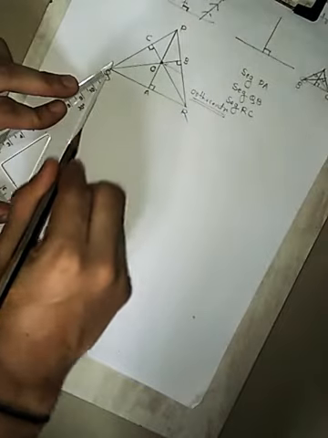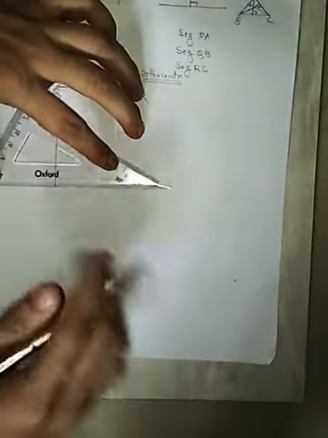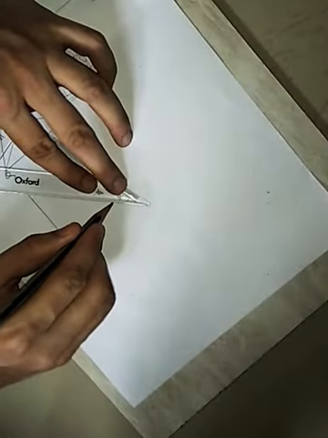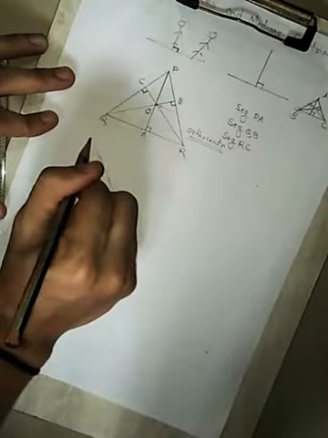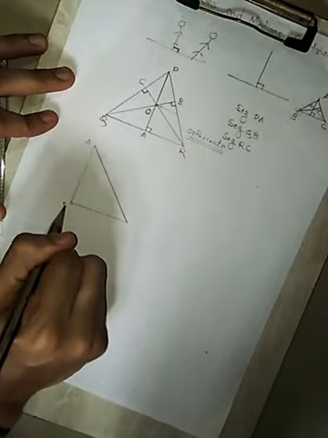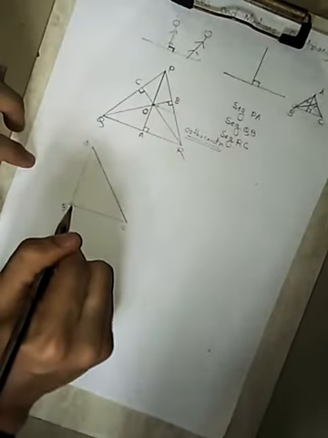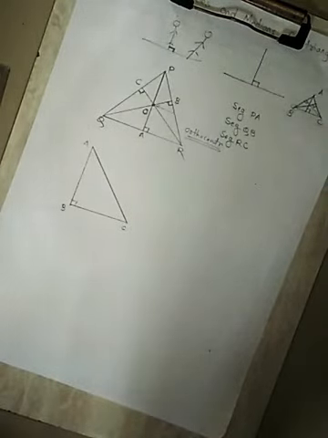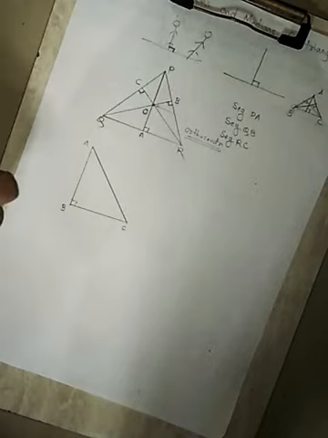So first of all, draw a right angle triangle. Here is the right angle triangle. I am giving it the name ABC. So it's my right angle triangle ABC. Now I want to draw the altitudes of this triangle. As we saw, we will get three altitudes of this triangle.